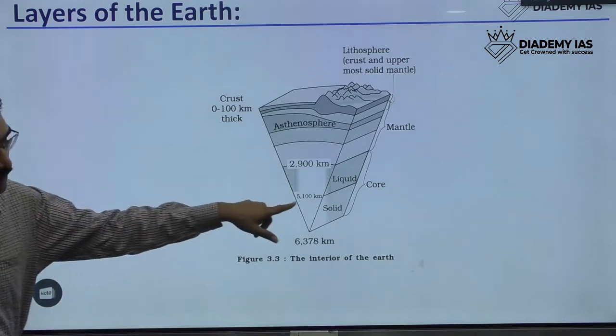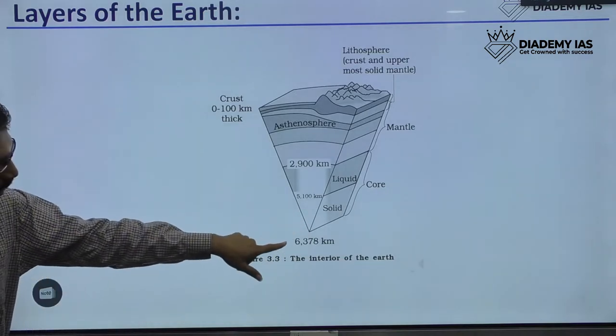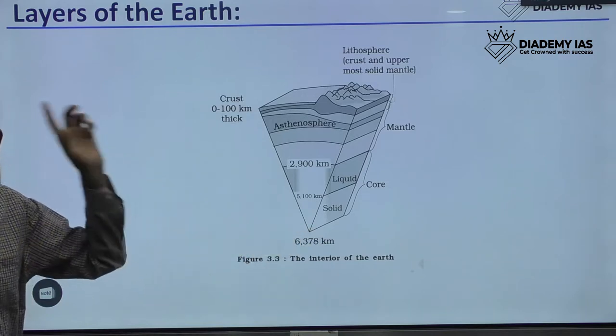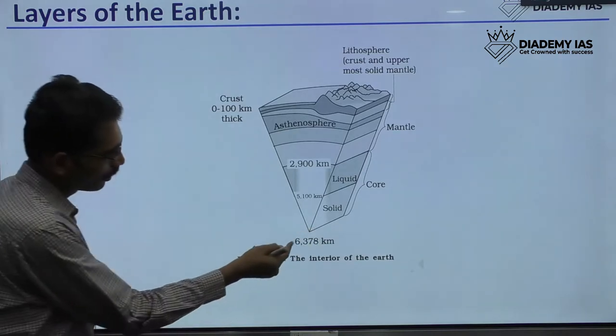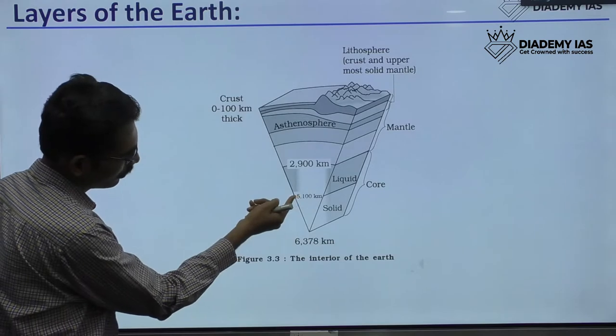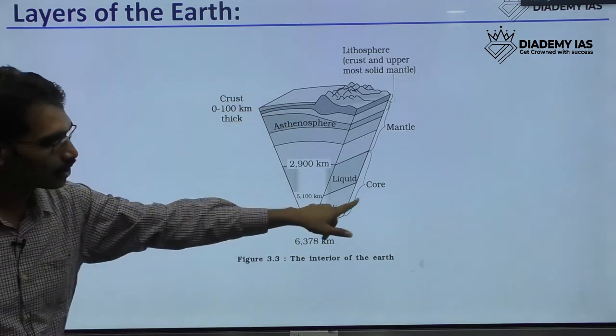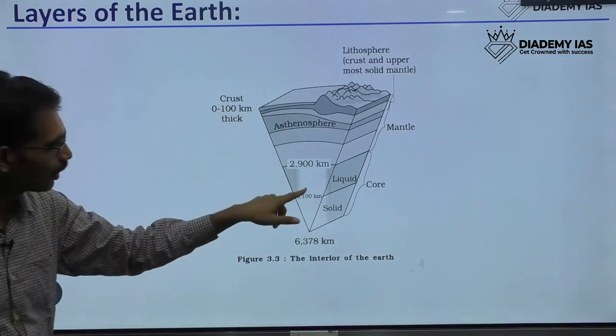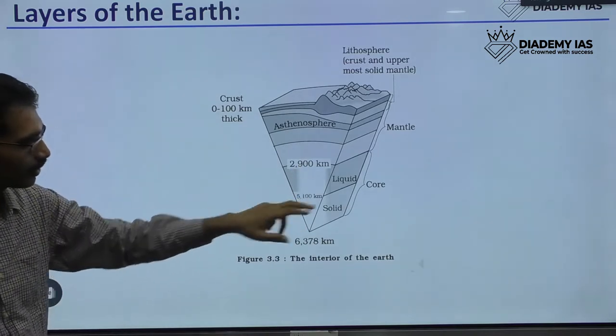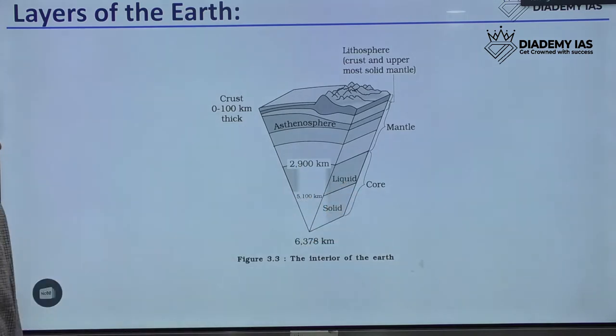You observe the distances. This is 6,378 kilometers. And from here, 5,100 kilometers from the top is the solid part of the core. And from 2,900 to 5,000 is the liquid part of the core.